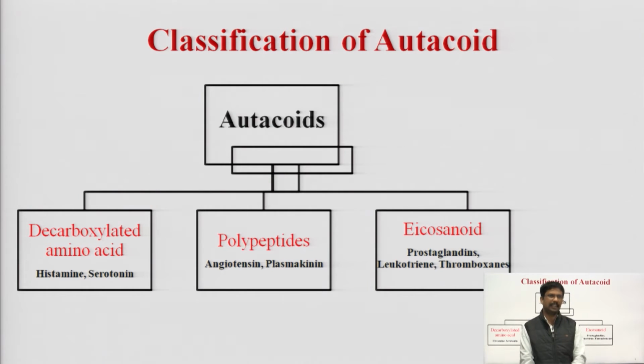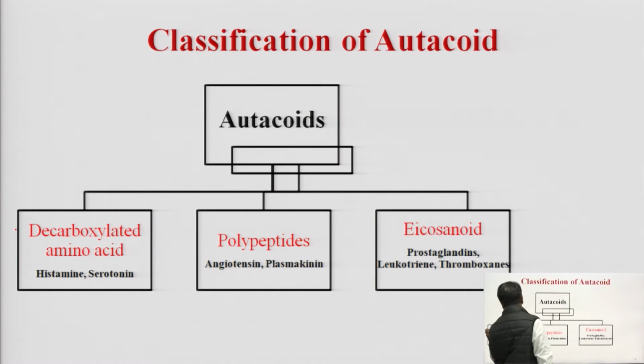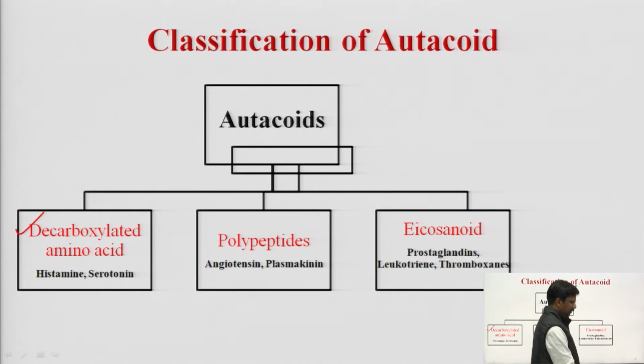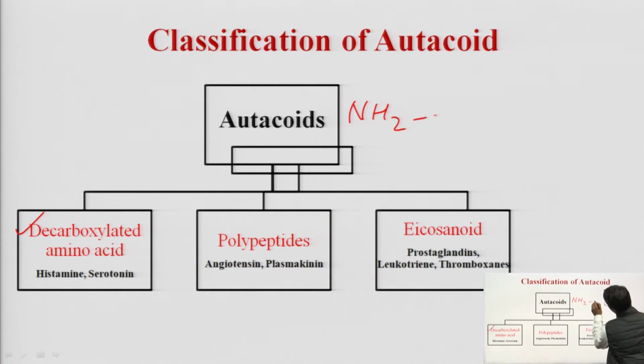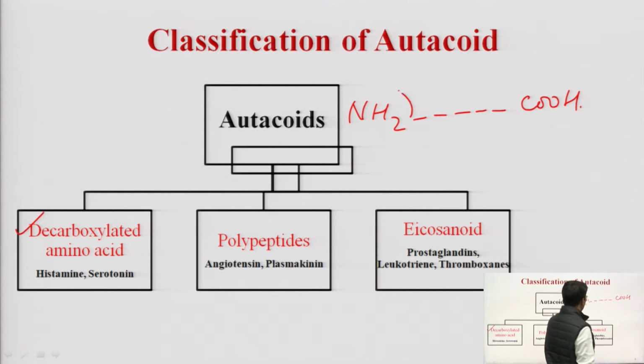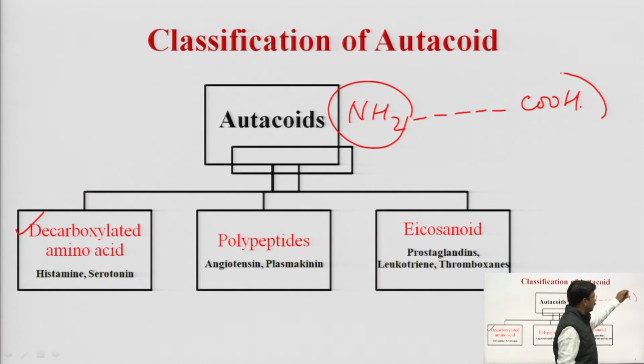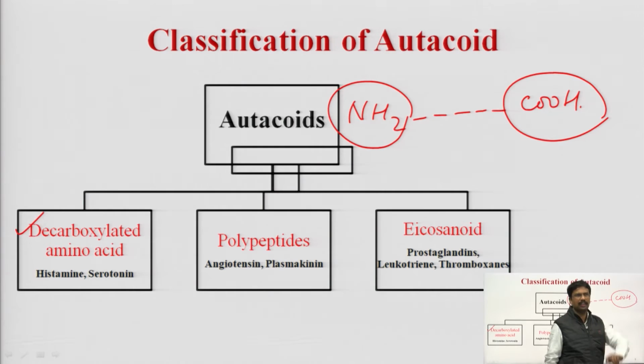Now, let us classify the autocoids. So, autocoids are classified into 3 categories depending on their chemical moieties. The first one is decarboxylated amino acids. Here decarboxylated amino acid means, you know the structure of amino acid, one end consists of the amino group and the second end consists of the carboxyl group.